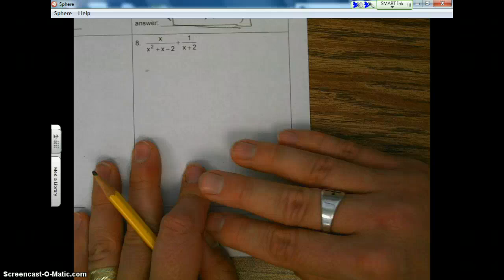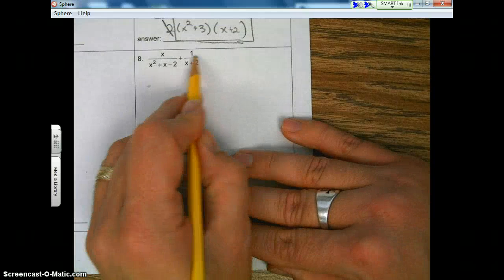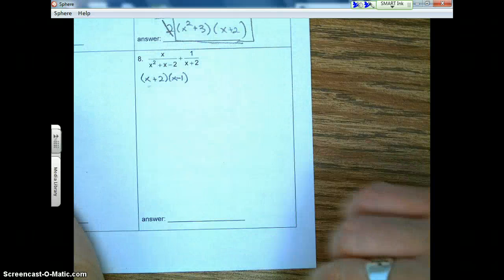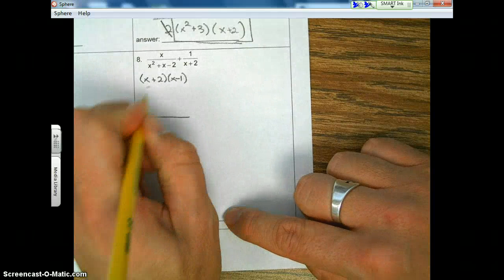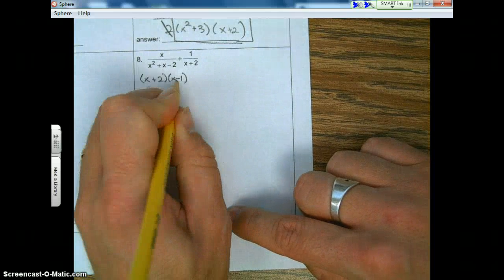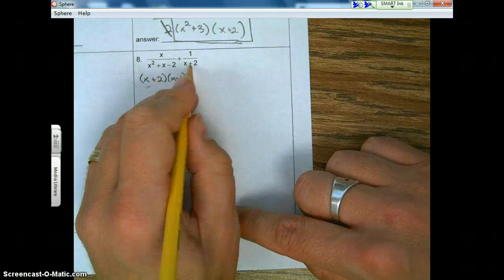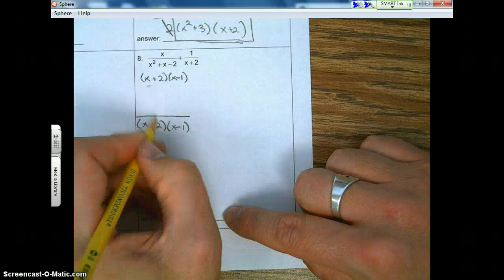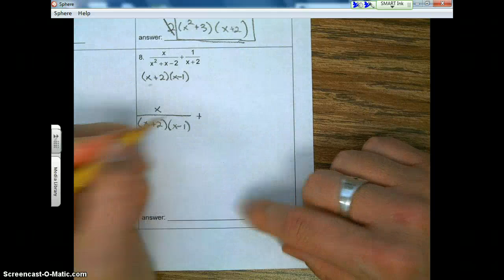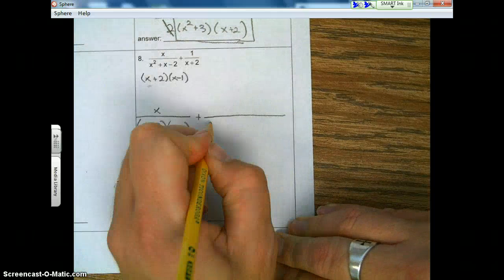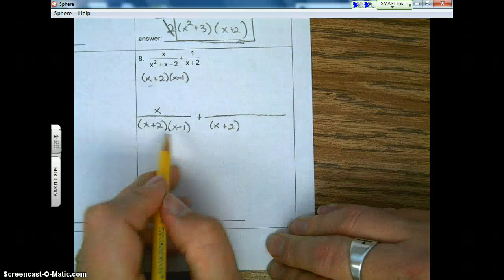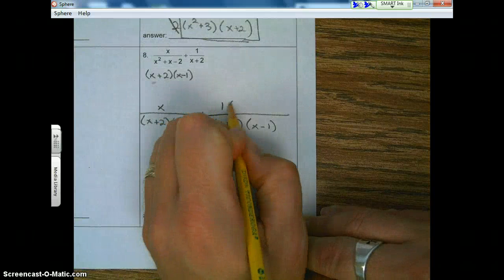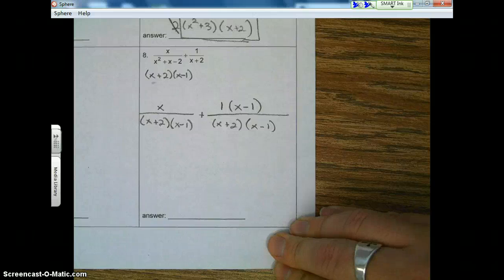Number 8. Starting off, factoring the denominator. Okay, get a common denominator. We need an x plus 2. We need an x minus 1. Do we need another x plus 2? No. So the denominator stayed the same, so the numerator stays the same. So this has an x plus 2. Does it need anything? It needs an x minus 1. So the numerator needs an x minus 1.